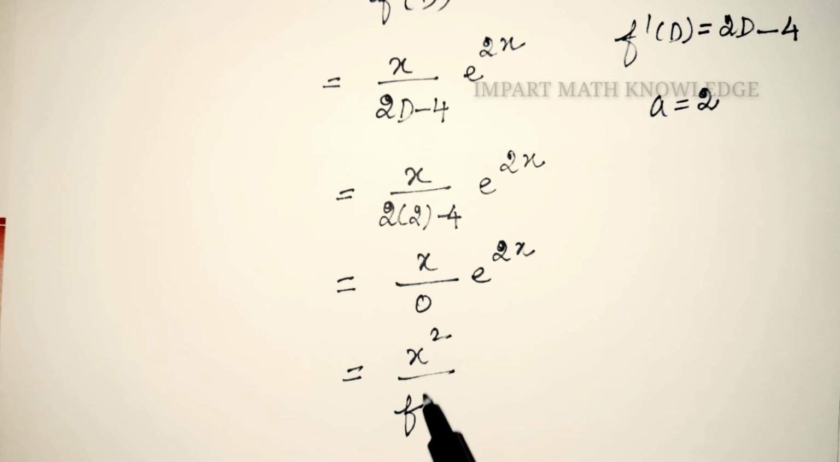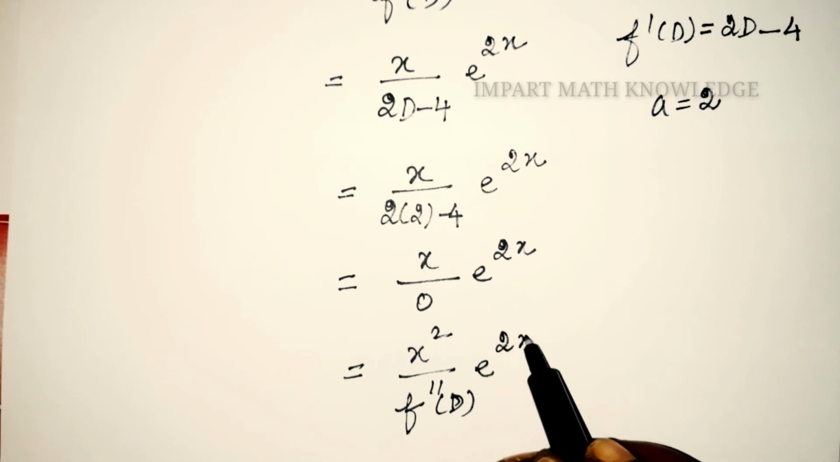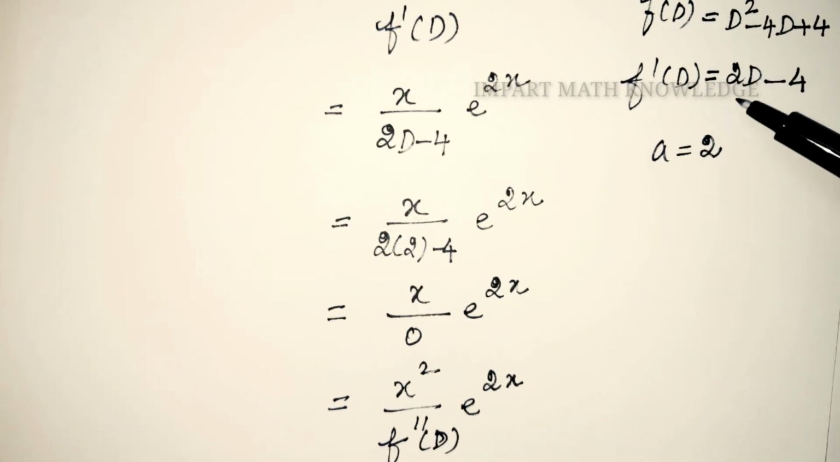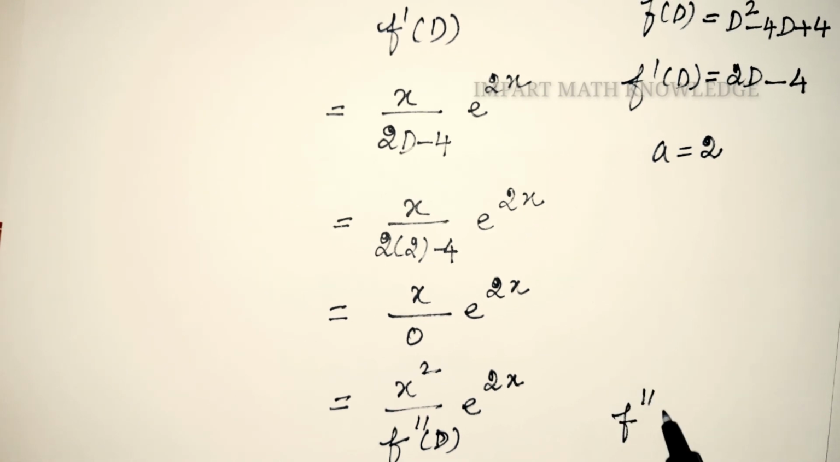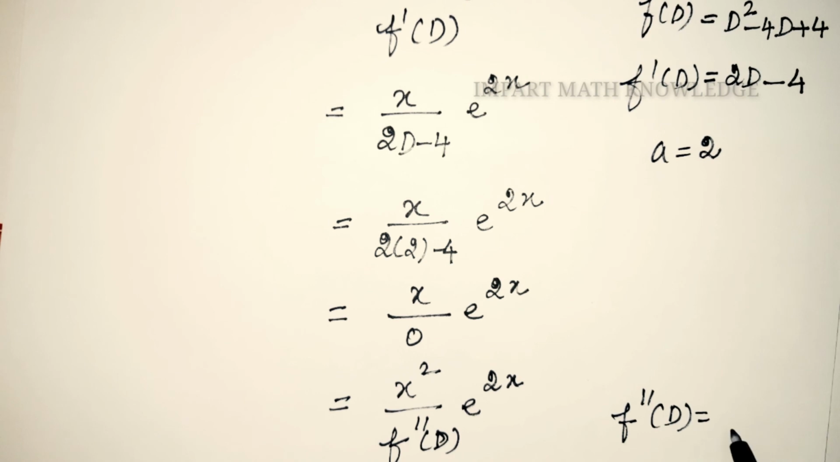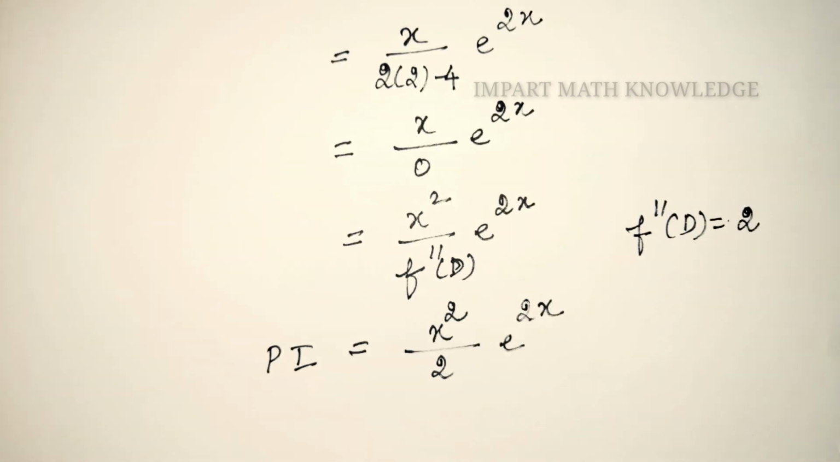If the denominator is 0, the next step is x squared by f double dash of D e power 2x. F dash of D is 2D minus 4. So, f double dash of D is, differentiation of the first term is 2, the second term is a constant term, and differentiation of a constant term is 0. So f double dash of D is 2, and the particular integral is x squared by 2 e power 2x.